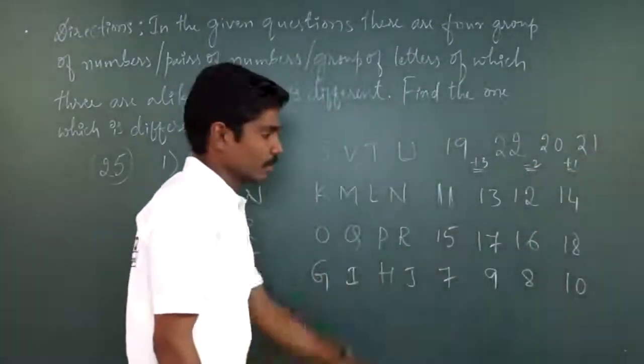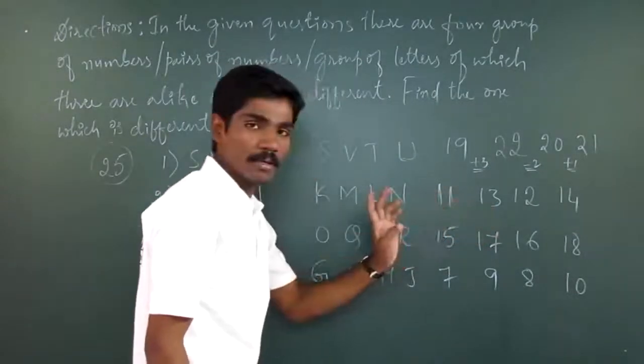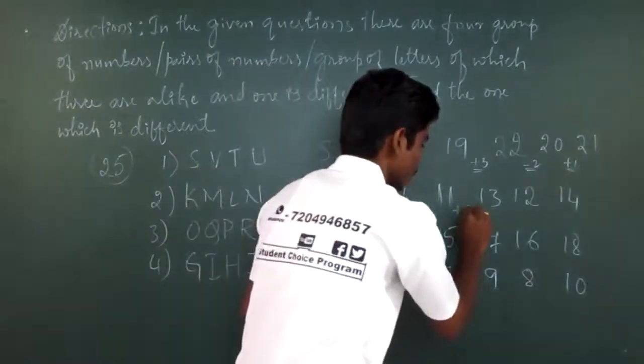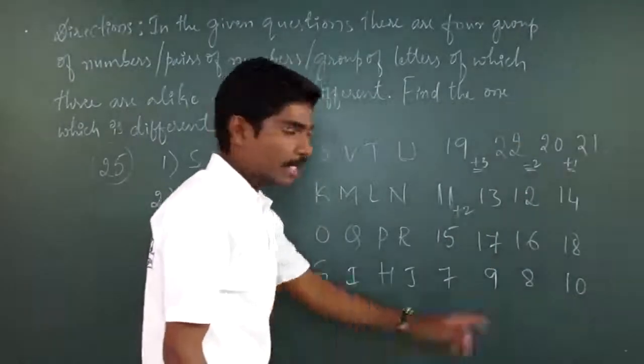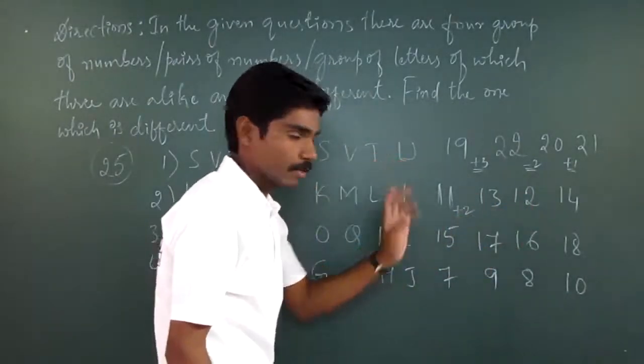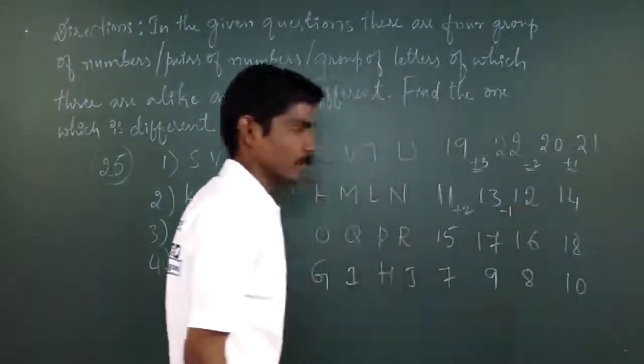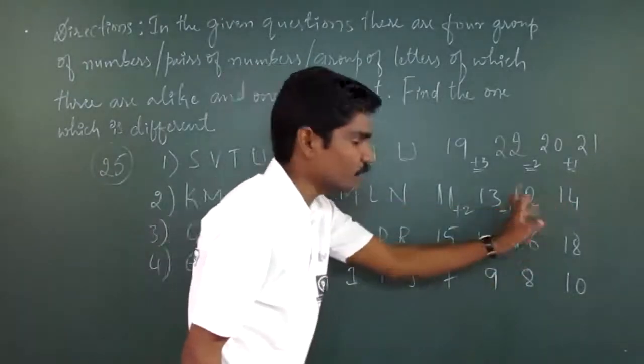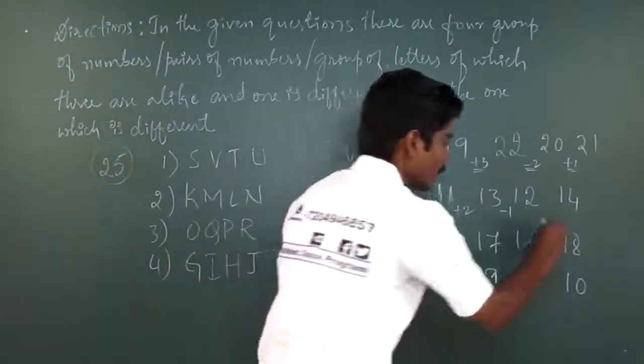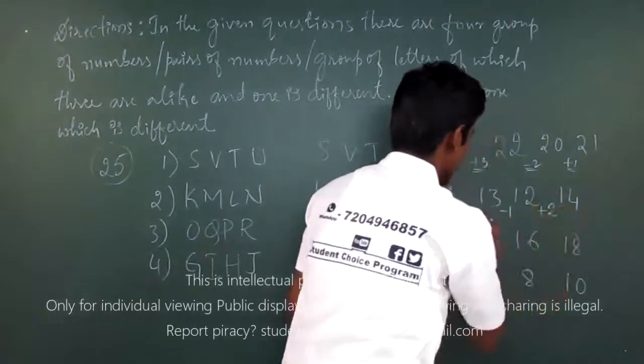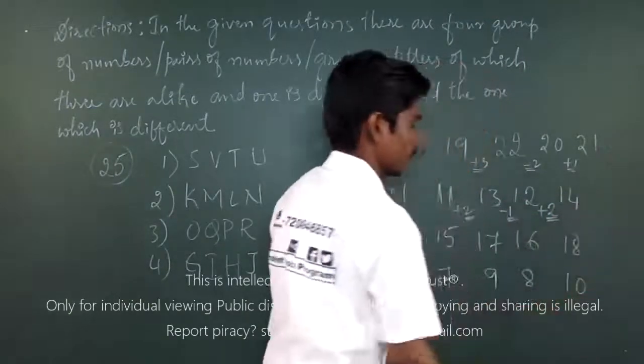Now next. How do I get 13 from 11? By adding 2. How do I get 12 from 13? By subtracting 1. And how do I get 14 from 12? Of course by adding 2. That is plus 2, minus 1, plus 2.